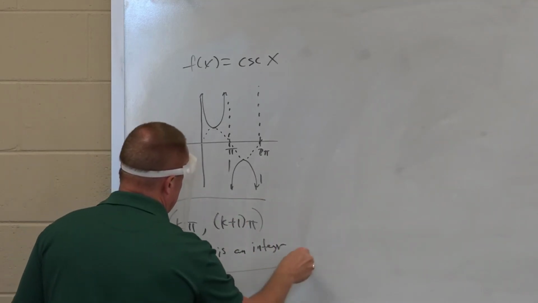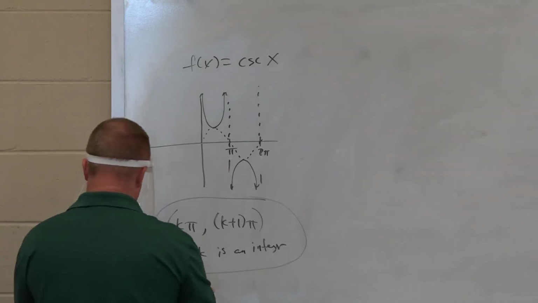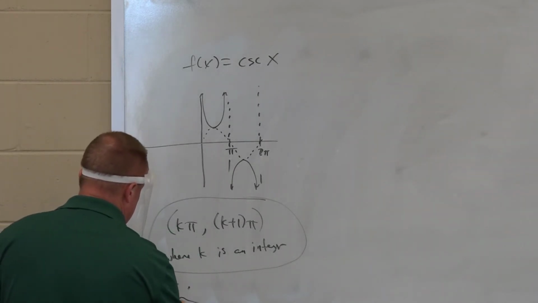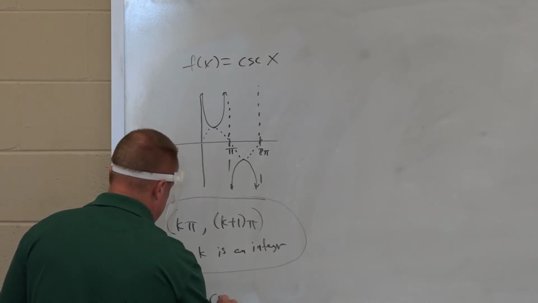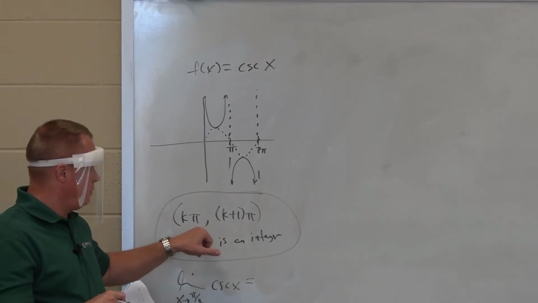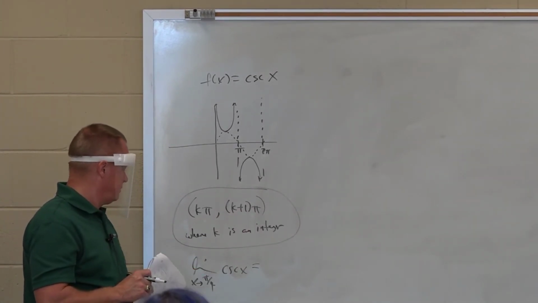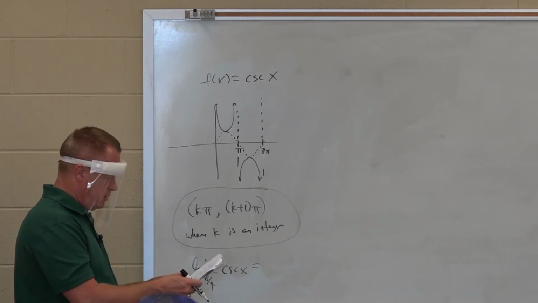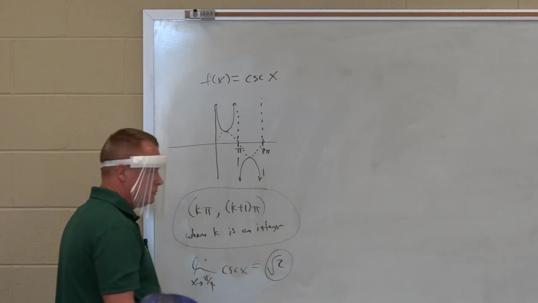Okay. Now the limits it wanted us to do, the limit as x approaches pi over 4 of the cosecant of x. Well, pi over 4 is not a multiple of pi, so there's not an asymptote there. So just plug it in. Cosecant of pi over 4 should give you root 2. Okay?